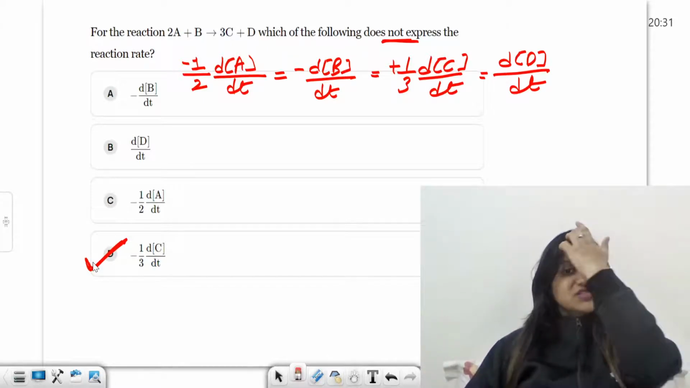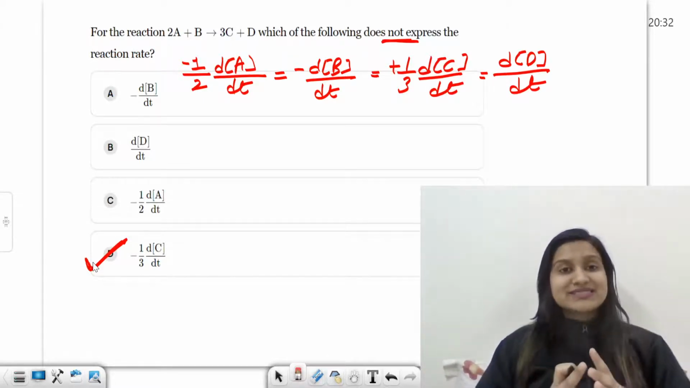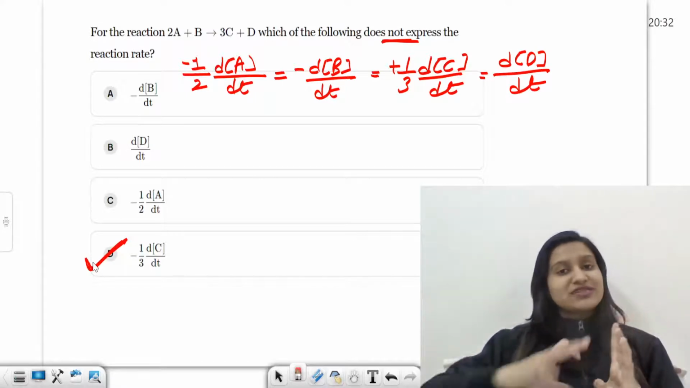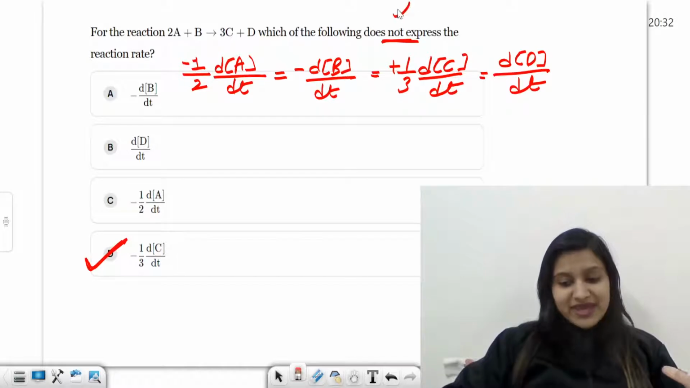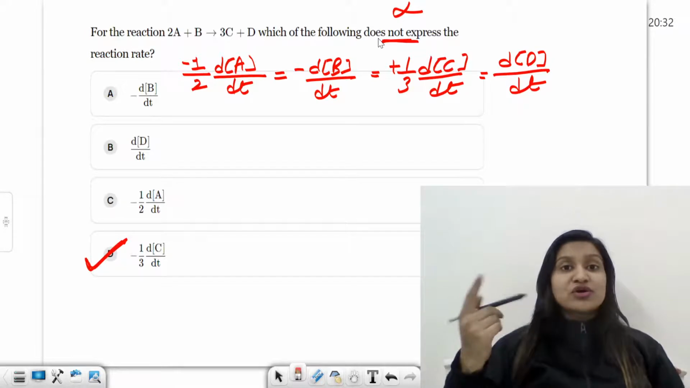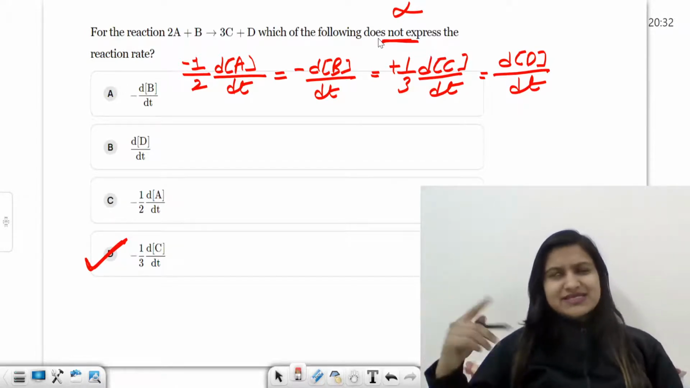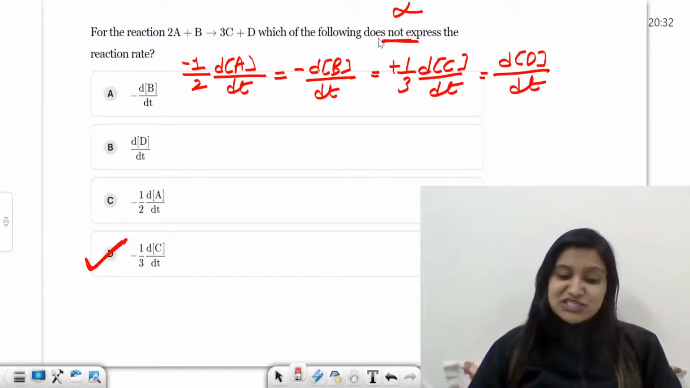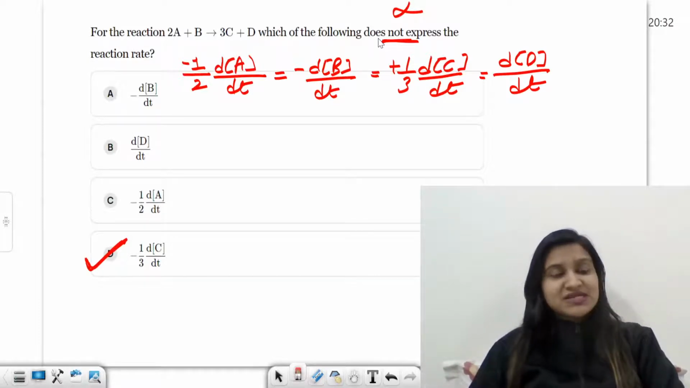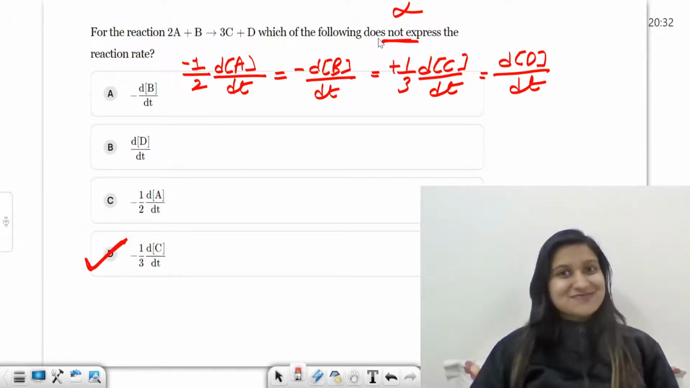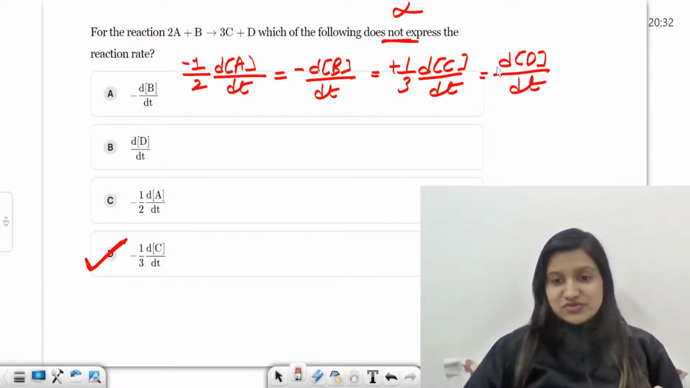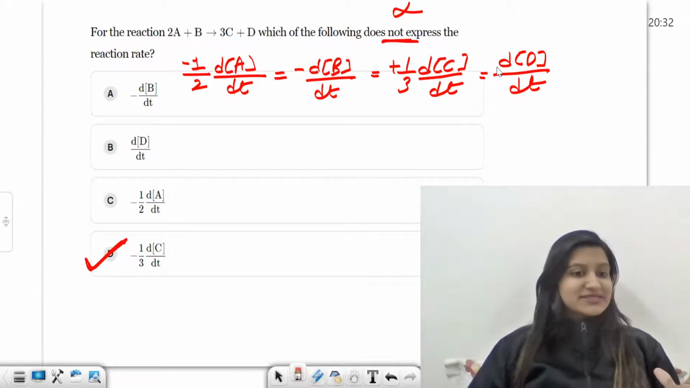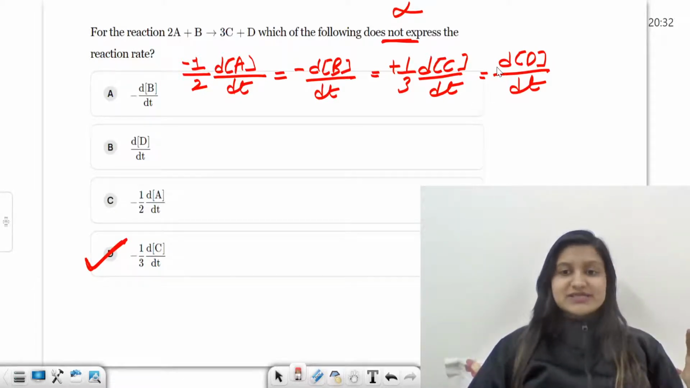So please do not confuse, like whenever you are asked to write the correct expression or the incorrect expression, sometimes what happens is you forget that we have been told which of the following does not express. Sometimes we are like, which of these express? We just look at option number 1, minus dB by dt, and you are happy. Wow, this is expressing. So that's why this is your answer. So don't do this, okay? Don't do this. All right.